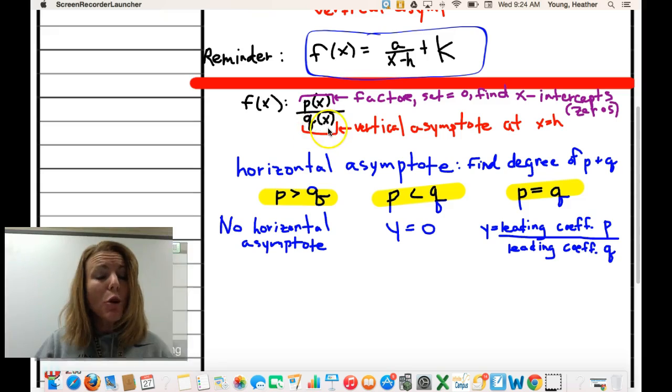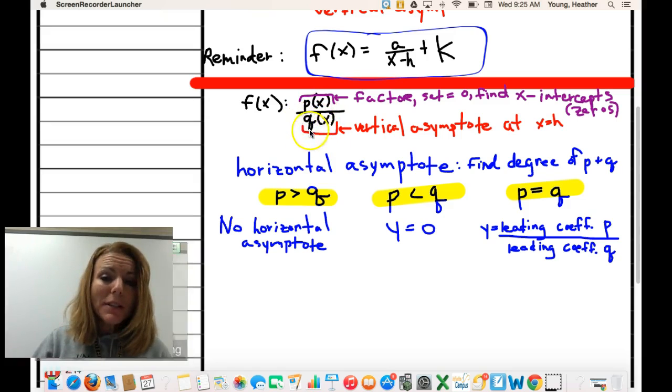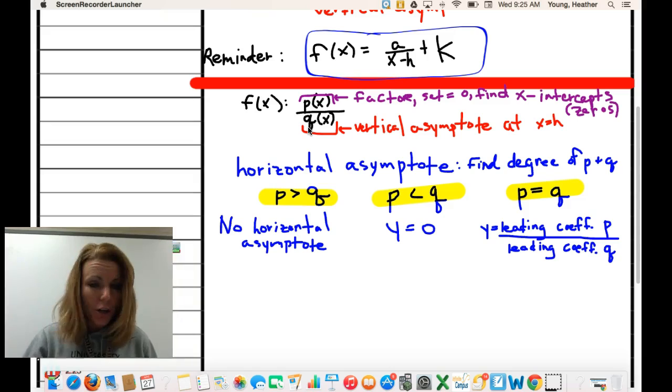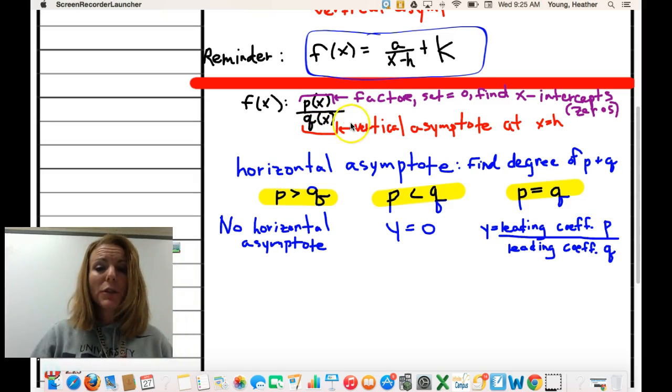Remember, an asymptote is a line that is approached but never reached, so your values are undefined. Obviously we're going to look at the denominator because you can't divide by 0, which means it would be undefined, and therefore that's where the vertical asymptote would occur. Okay, I talked about zeros and vertical asymptotes. For the horizontal asymptote, we need to find the degree of polynomials p and q. Remember what degree means. It's the highest exponent.